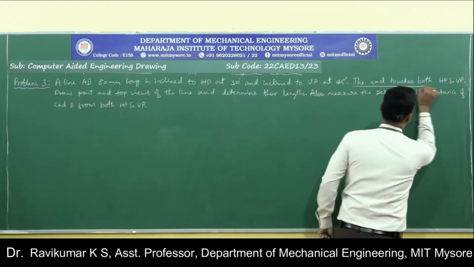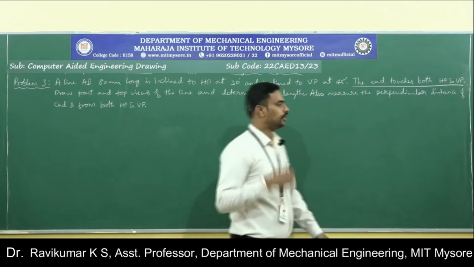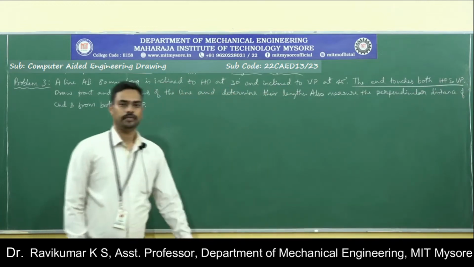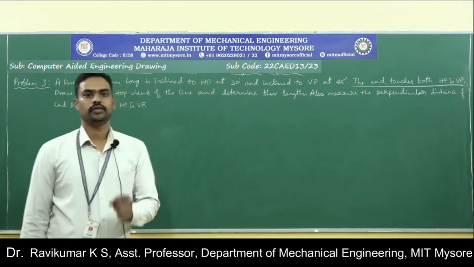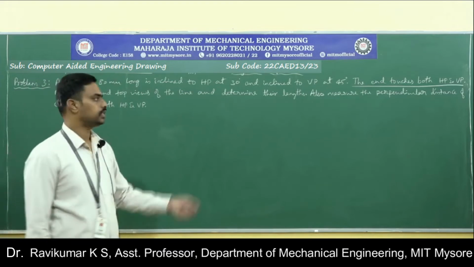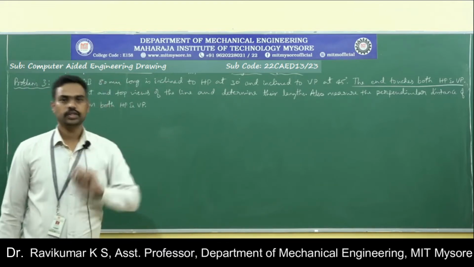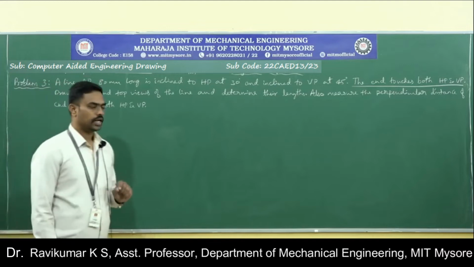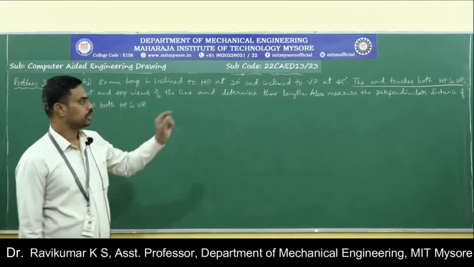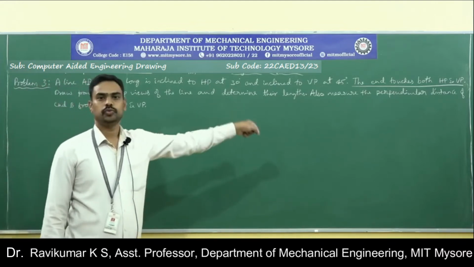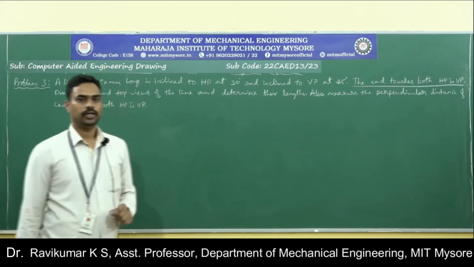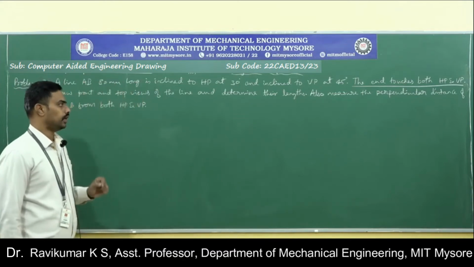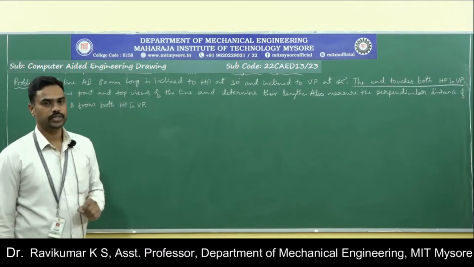The end or one of the end touches both HP and VP. So here the coordinates of A or B is not given. Instead the coordinates start with the reference line, that is XY, because the line XY belongs to both HP as well as VP. That is the given information, and there is a small information here.